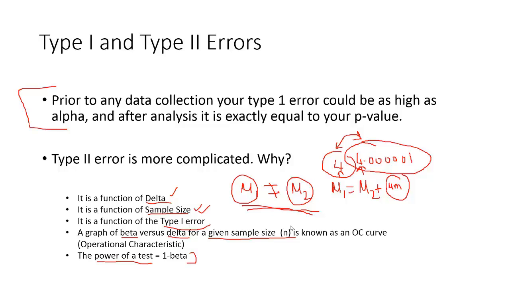And I've used the concept of mu1 and mu2 coming from the two sample scenarios, but all of these core concepts also apply to single sample tests. Okay, I hope that clarified and that gave you an idea of type 1 and type 2 errors.